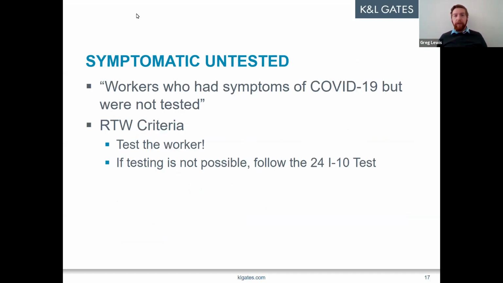So the final 2 groups of categories, we have the symptomatic untested individuals. These are workers who had symptoms, but were not tested. Return to work criteria, test the worker. That is extremely important. You can have on-site testing. California Department of Public Health guidance allows for the mandatory testing of individuals. And so if testing is not possible for that symptomatic untested person, follow the 24I10 test. If they don't want to take a test, but they're symptomatic, 24I10. But having a test will help to determine whether that is in fact the appropriate category. But because they are showing symptoms, regardless of whether they're symptomatic positive or symptomatic negative, they will be required to follow the 24I10 test. Next slide, please.